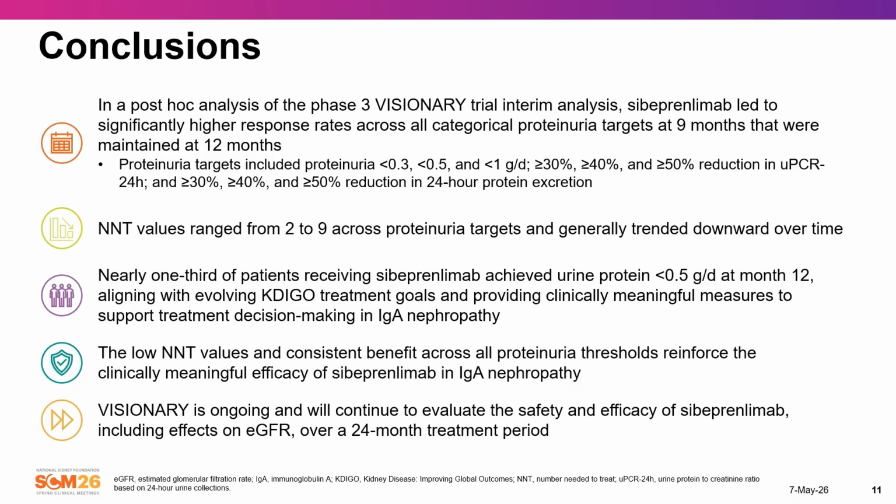The number needed to treat values ranged from 2 to 9 individuals, depending on what outcome you're interested in, and generally trended downwards with time. So the longer you wait, the more patients achieve these metrics. And nearly 1/3 of patients receiving sibeprenlimab achieved a urine protein of less than 0.5 gram per day at month 12, aligning with the evolving KDIGO treatment goals and providing clinically meaningful measures to support treatment decision-making in IgA nephropathy. The low number needed to treat values and the consistent benefit across all proteinuria thresholds reinforce the clinically meaningful efficacy of sibeprenlimab in IgA nephropathy.